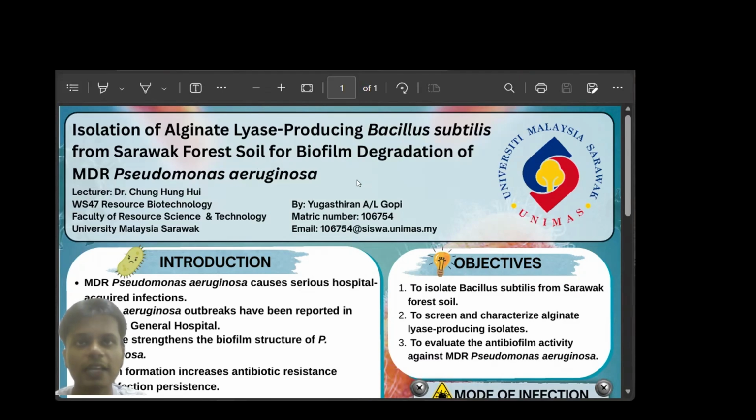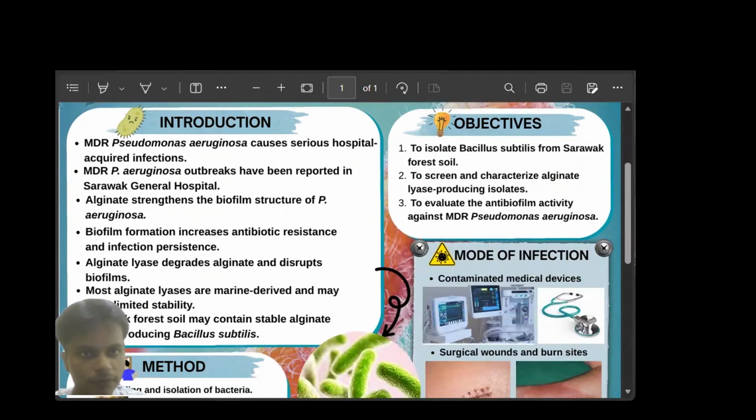My name is Yugastiran Alaki and today I will be presenting my research proposal poster titled Isolation of the alginate lyase producing Bacillus subtilis from the Sarawak forest soil for biofilm degradation of the multi-drug resistant Pseudomonas aeruginosa. Let me start with the introduction of this study.